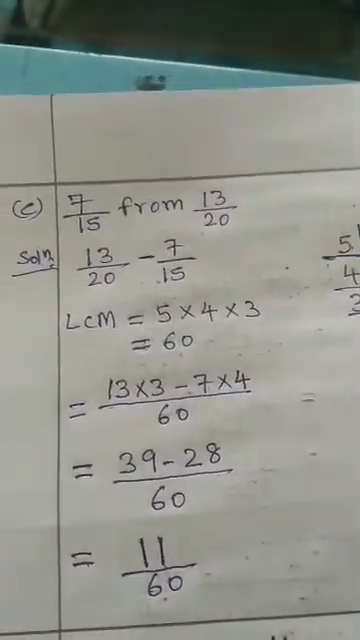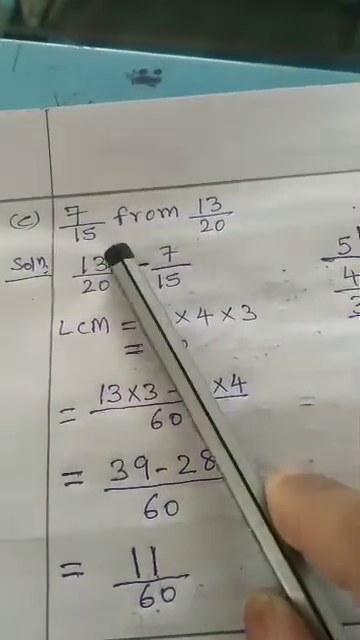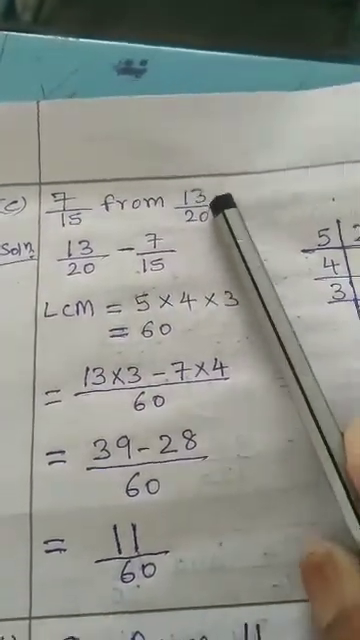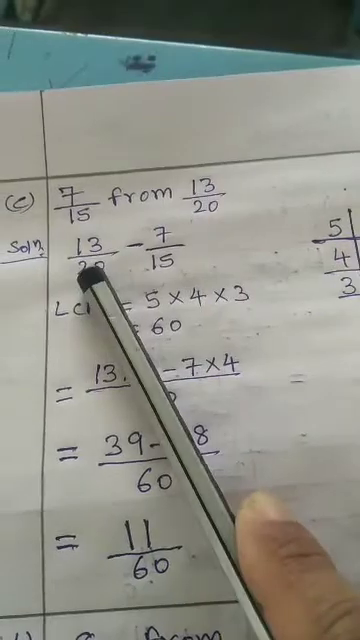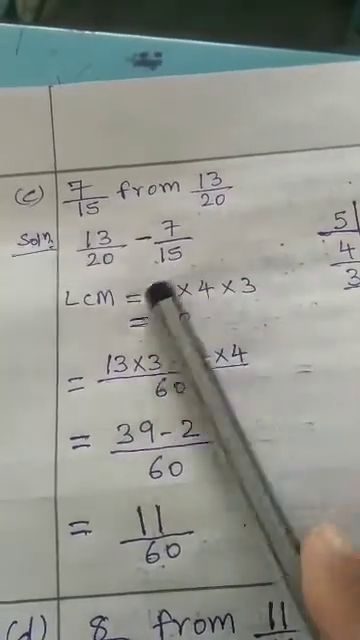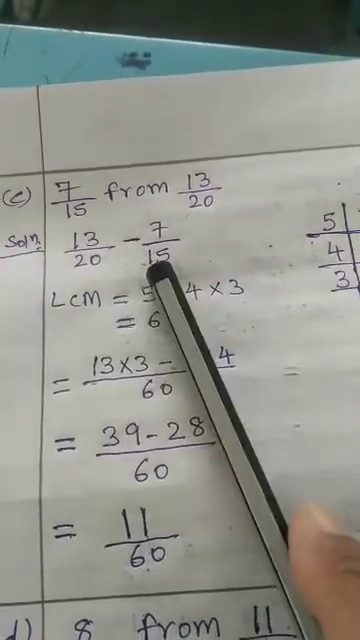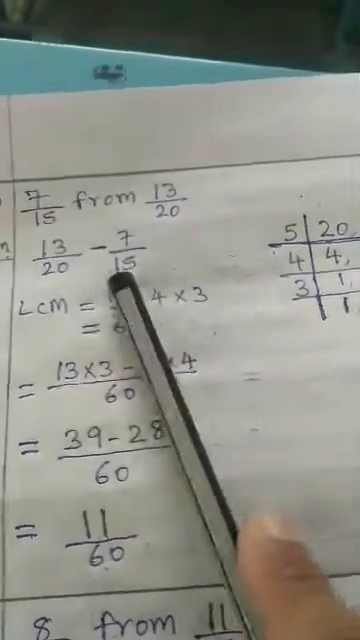C question. See, 7 by 15 from 13 by 20. So 13 by 20, the big fraction, first, right? Minus 7 by 15. Here see, denominators are different. You should find the LCM of the denominators.